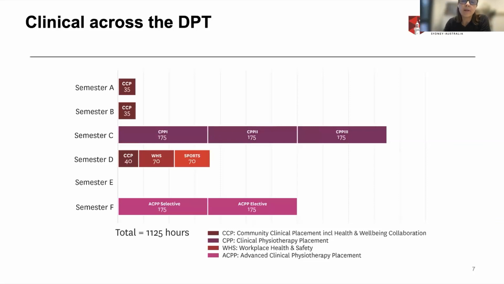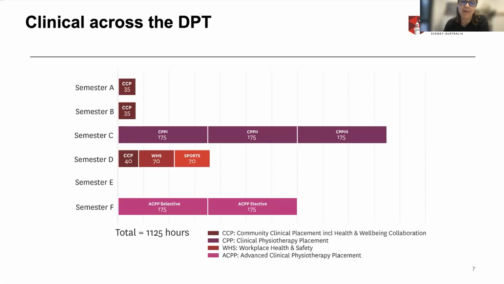There is a huge amount of clinical across the physiotherapy degree, and that's one thing that we're very proud of. It starts in semester A, so within a few weeks you're assigned to volunteer in the community and you're out there starting to integrate straight off, and you do that in semester A and B for 35 hours each before you move into semester C. You can see those big blocks out there on clinical placement. We have sports placements and work health and safety.